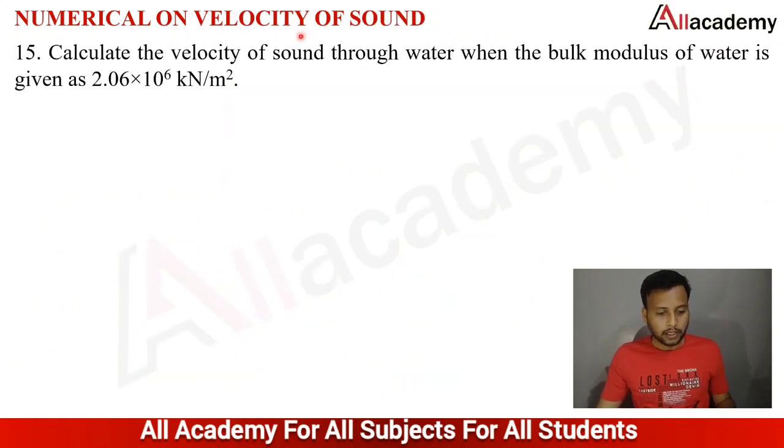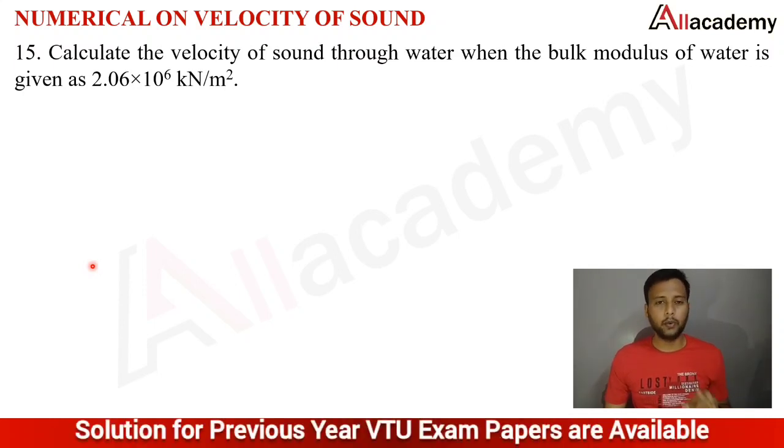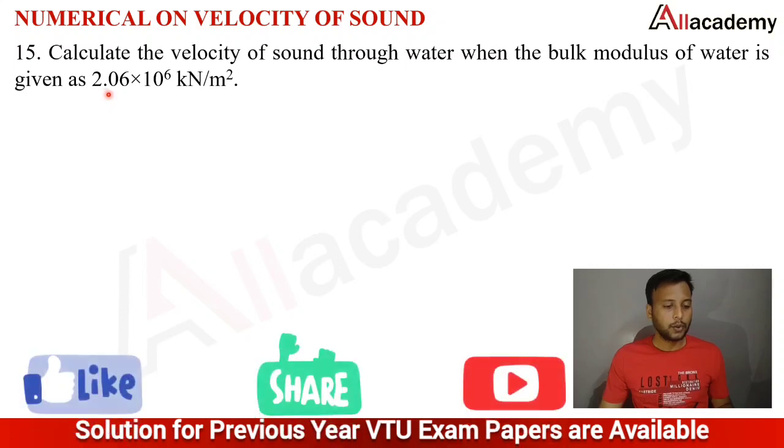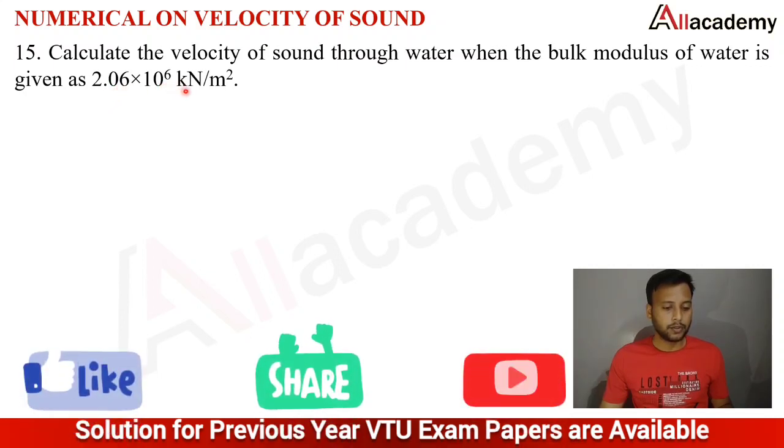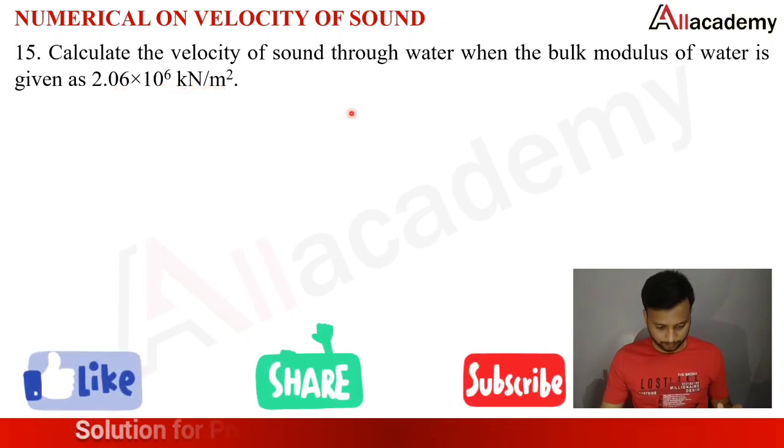So the next numericals will be on the velocity of a sound in a fluid. These are very simple, only one-step equations. With that you can easily solve problems. The problem statement is to calculate the velocity of a sound through water when the bulk modulus of water is given, that is 2.06 into 10 raised to 6 kilonewton per meter square.